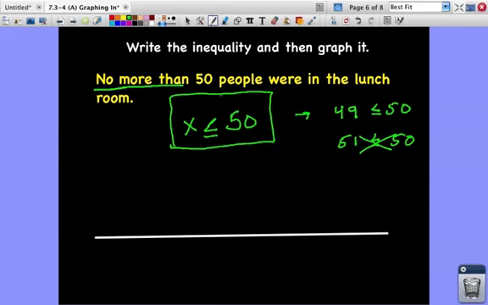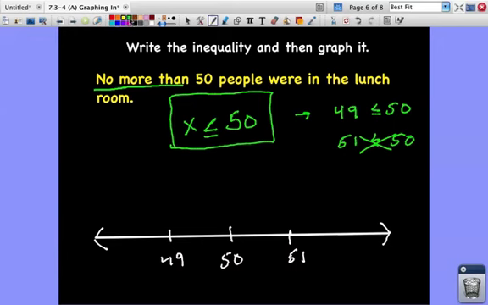So I wrote my inequality because of this keyword, no more than, which means it has to be less than or equal to. Now we can graph it. On my graph right here, I don't have any numbers, so I can just fill in my numbers for myself. I'm going to start at 50 because that's what I want to graph anyway. I'll indicate here's 49. Here's 51.